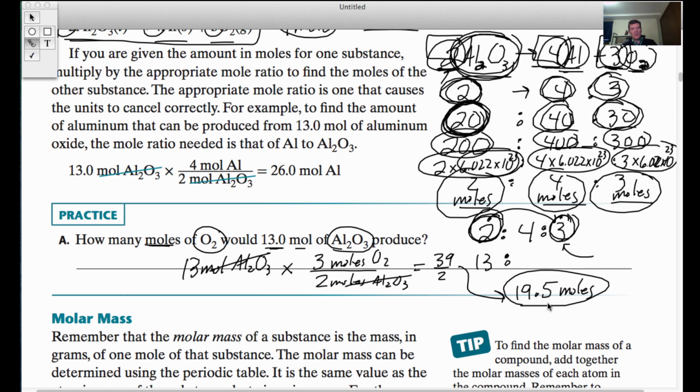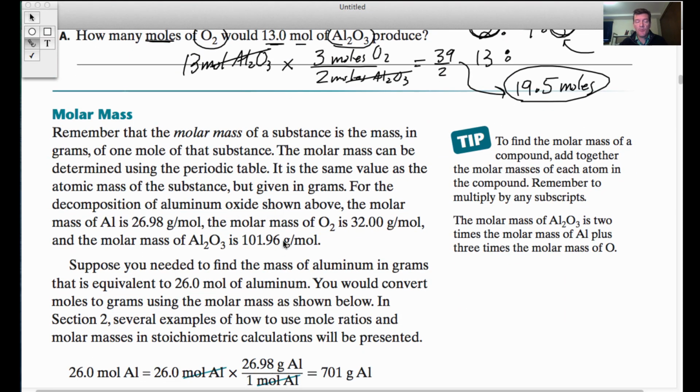All right? So you can always figure out how many moles of something in the reaction if you know the number of moles of something else and you have the mole ratios. You have these coefficients. Those coefficients are expressing the mole ratio in a particular reaction. Okay?